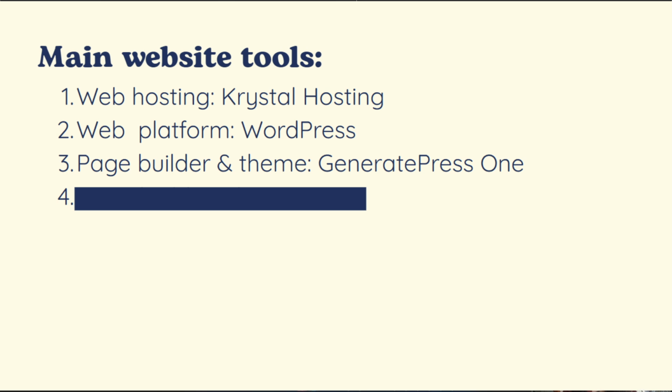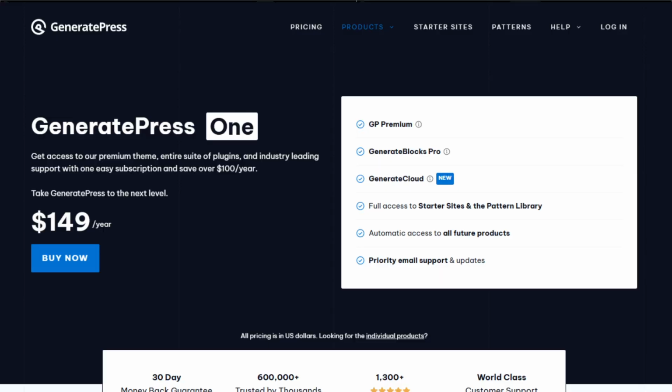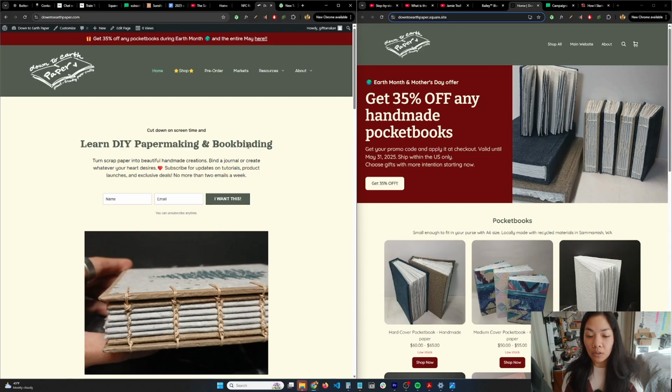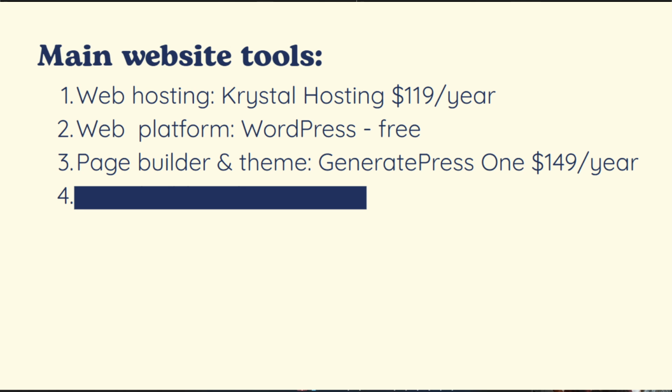The one that I bought is GeneratePress, and this comes with 2 premium tools. The first one is GenerateBlocks Pro, and it's the plugin to build your pages. And another one is GeneratePress Premium, I think. Yeah, it's a premium theme for WordPress. There are actually a lot more features that I can put on my website. Right now, I haven't taken advantage of all of the features or all of the premium layouts of the platform yet. For the page builder and the premium theme, I paid $149 per year.